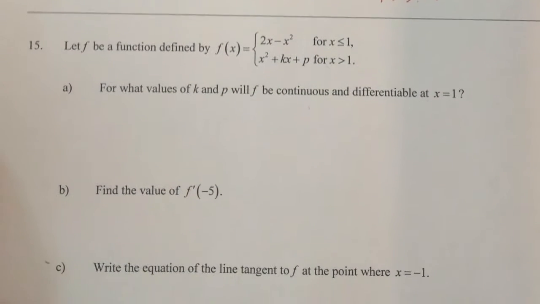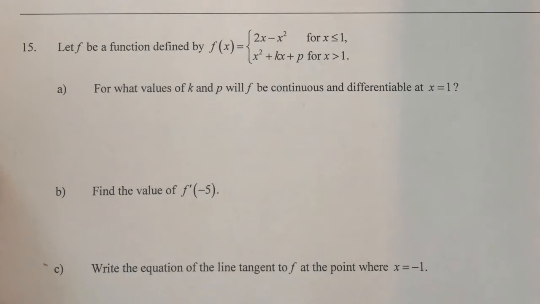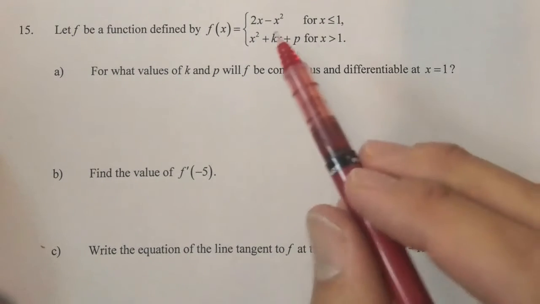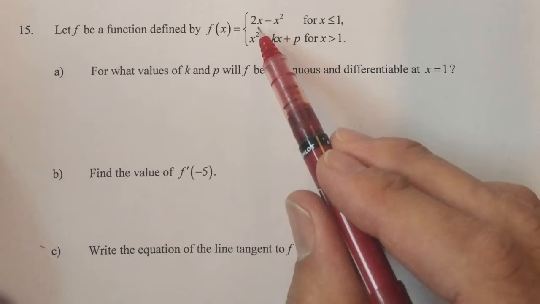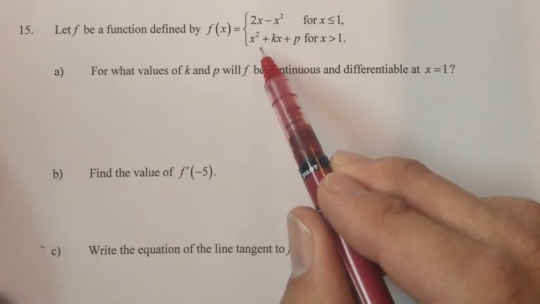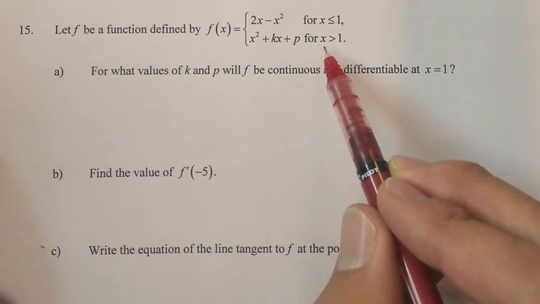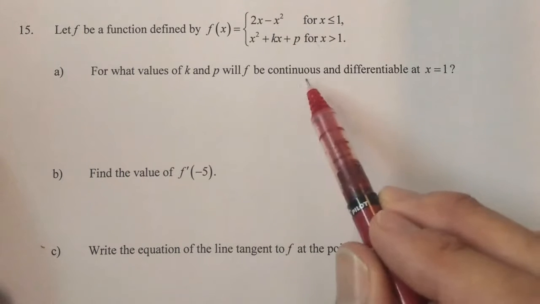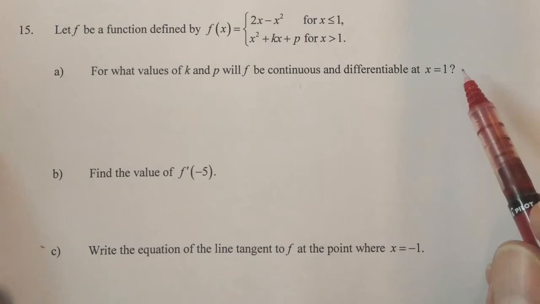And finally, number 15. Let's go up just a touch. All right, so we're back with another piecewise defined function. f is 2x minus x squared if x is less than or equal to 1. And f of x is x squared plus kx plus p if x is greater than 1. Part A says, what values of k and p will f be continuous and differentiable at x equals 1?